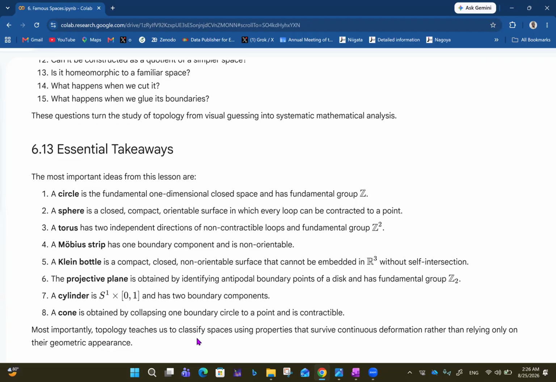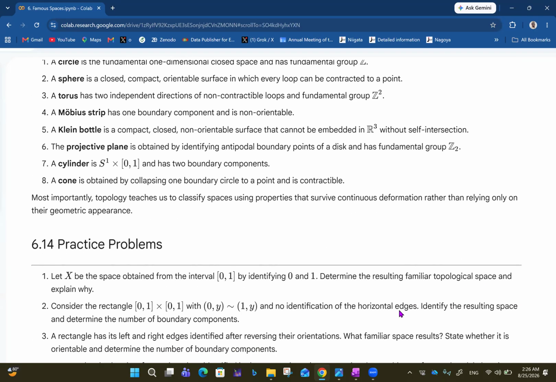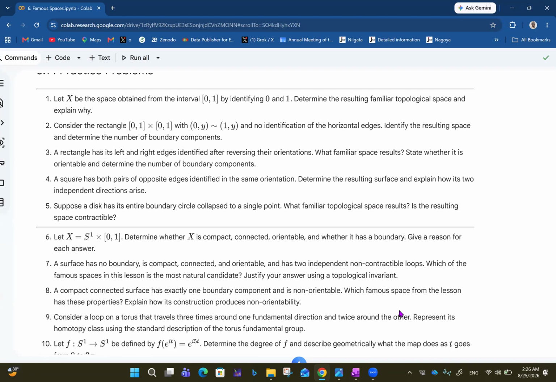Most importantly, topology teaches us to classify spaces using properties that survive continuous deformation rather than relying only on their geometric appearance. And that leads us to these practice problems.